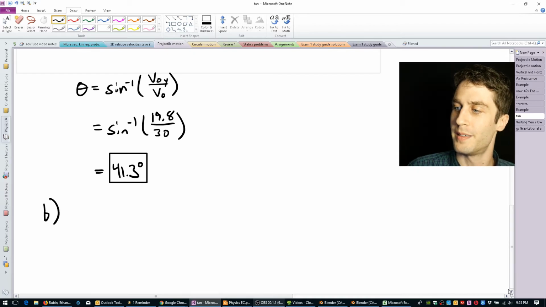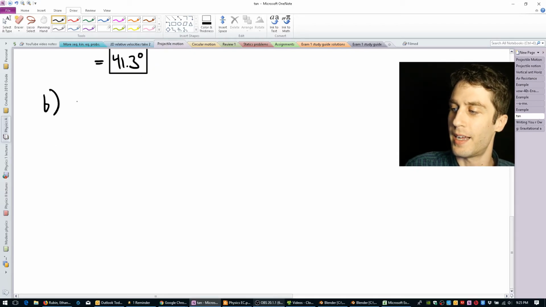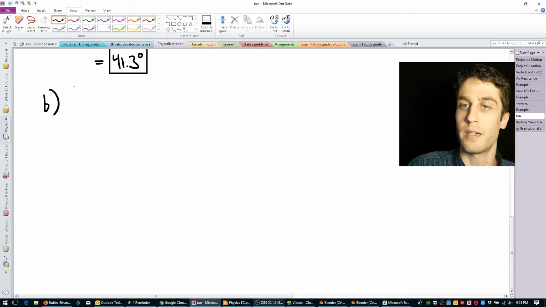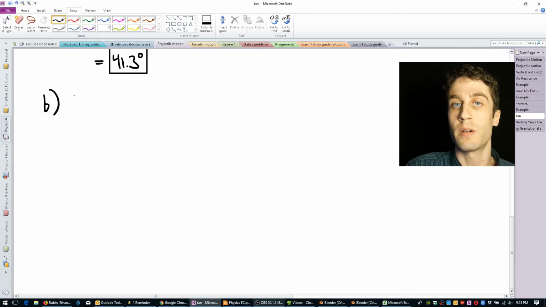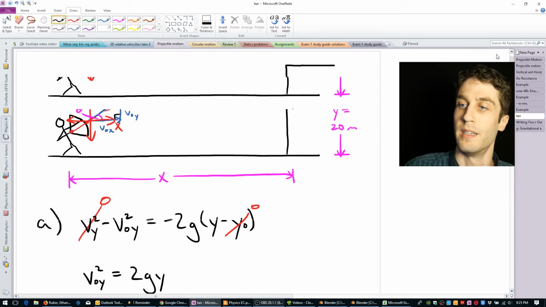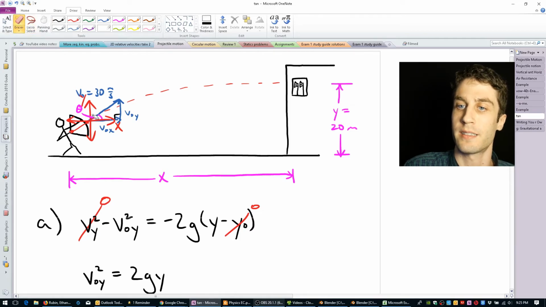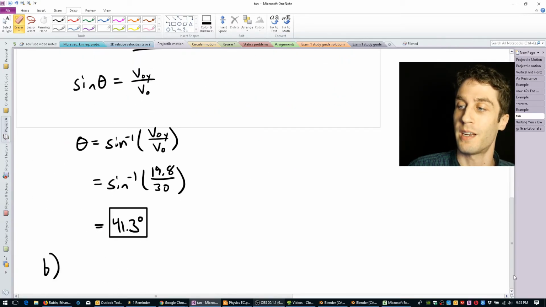Part B asked, when does it reach the axis? Okay, so we don't need the horizontal component of the motion to determine when it reaches the axis, because the time when it reaches the axis is when the arrow is flying horizontally. So again, we'll work with the vertical component of the motion, and that means working with kinematic equations.